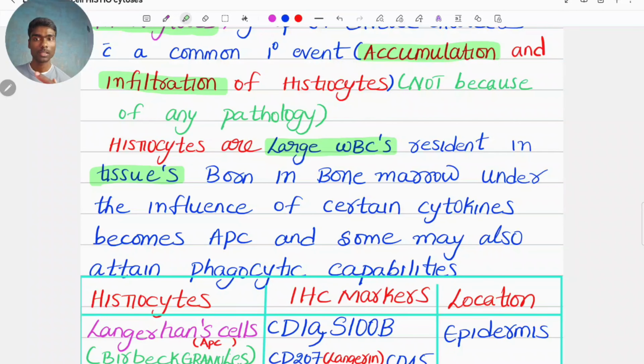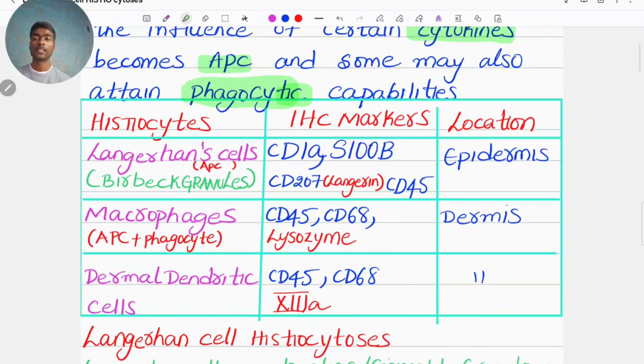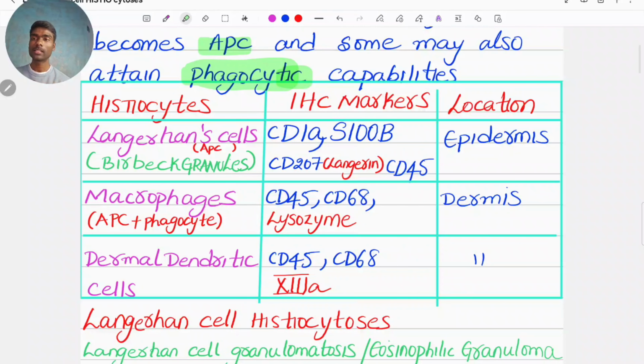Like every other blood cell, these are also WBCs born in bone marrow, but because of the influence of certain cytokines, they become antigen presenting cells, with some of them having phagocytic capabilities. They come and settle in tissues. Then they are called histiocytes. Skin histiocytes are those settled in skin.